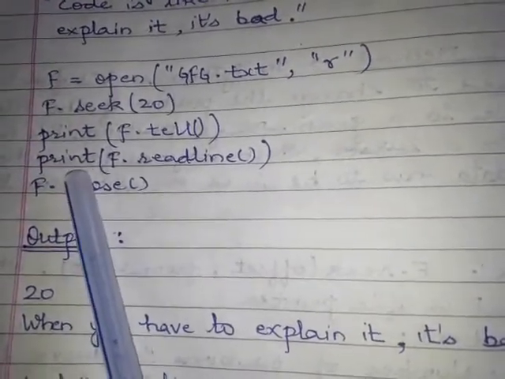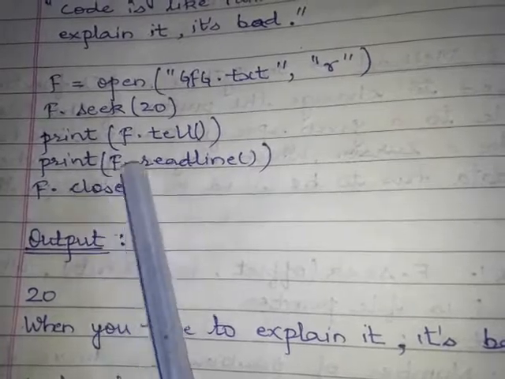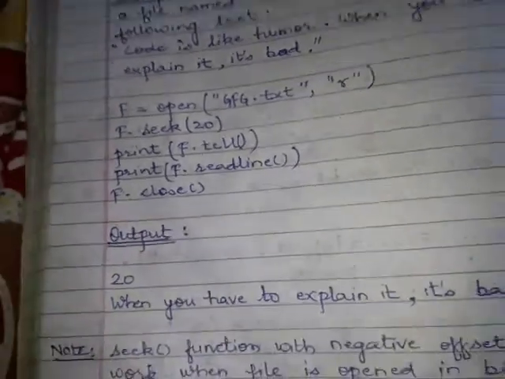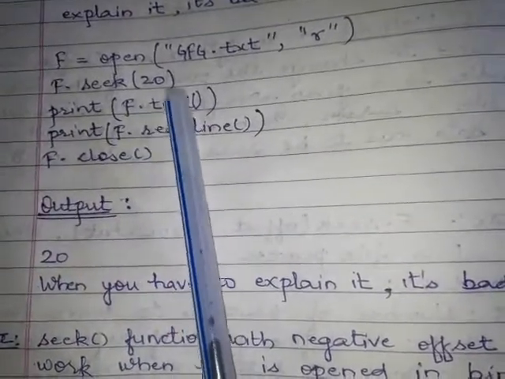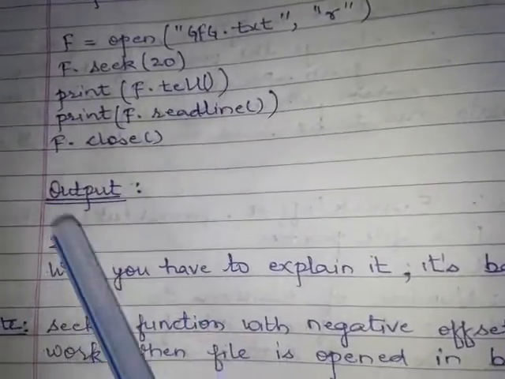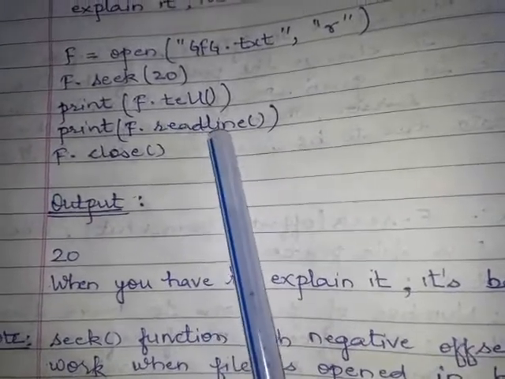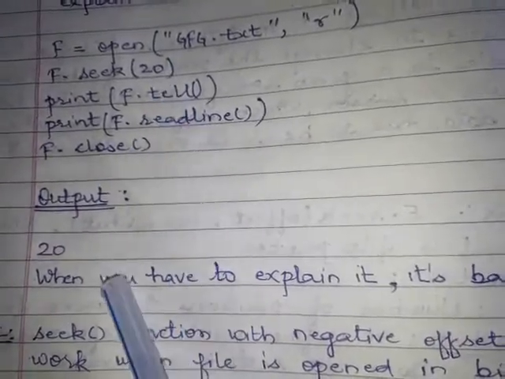Print f.close. Now this print statement will return 20, because f.tell will return the current position of the file handler. It will return 20. Then f.readline, after the 20 bytes you have to read.